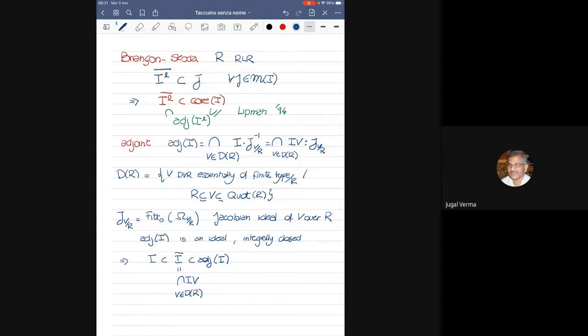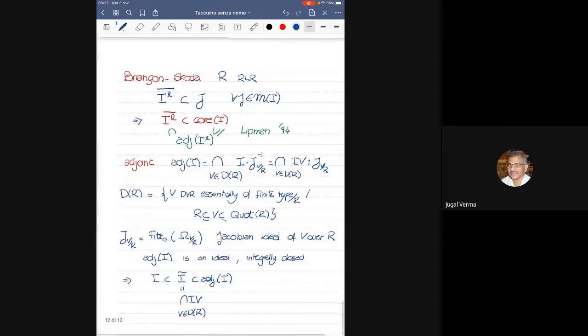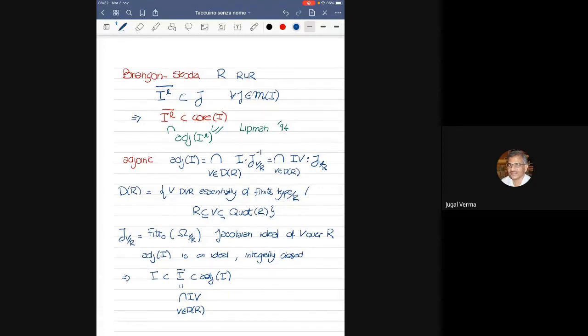So the question is, look at this. Let's go back to Lipman, to Briançon-Skoda, to what we have at the beginning here. You have this inclusion. And the first really open problem about the core is, when is this inclusion an equality? So a way to formulate it is saying, when is the core equal to the adjoint of I to the L? So I can put it back here because this is a very important open question.